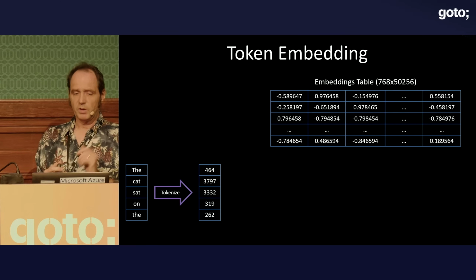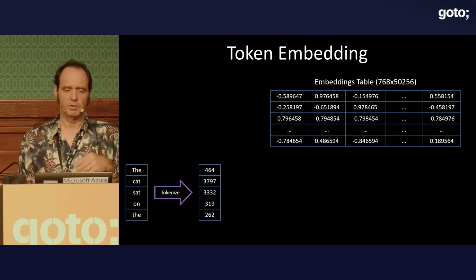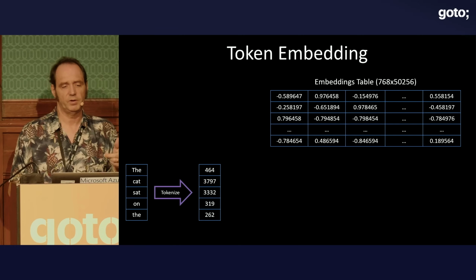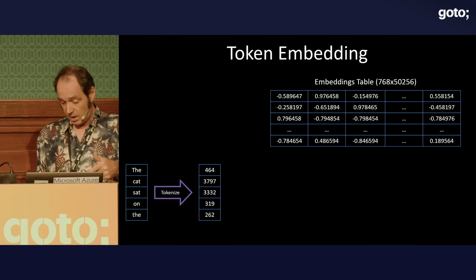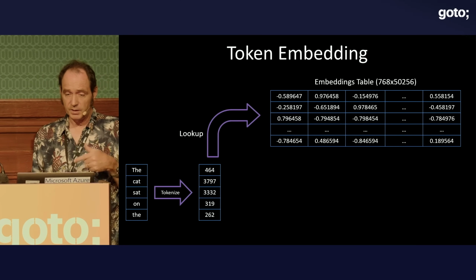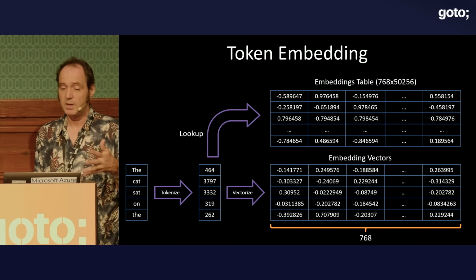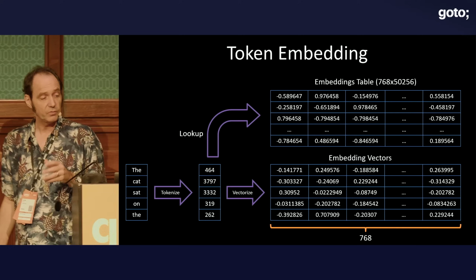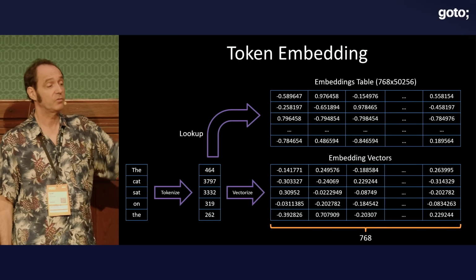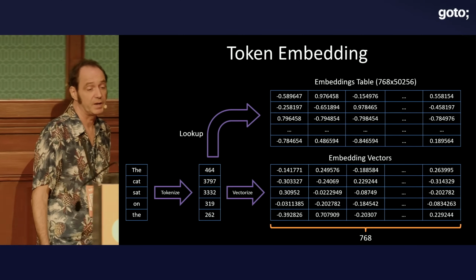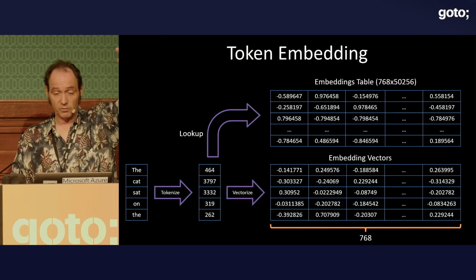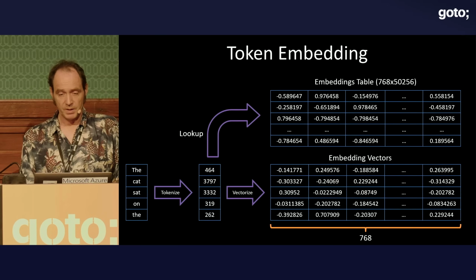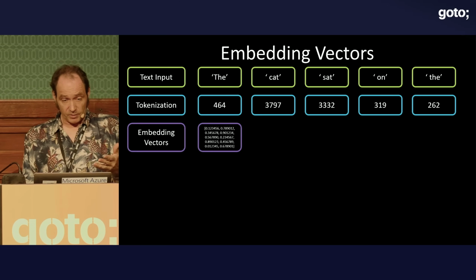And what we do is we just do a lookup. So we look up number 464, 3797, 3332, 319, and 262. And what that's going to give us is the actual embedding vectors for those 5 tokens. And that's what's going to be fed into the model. That's going to be the number of tokens by 768. So that's going to give us our embedding vectors.